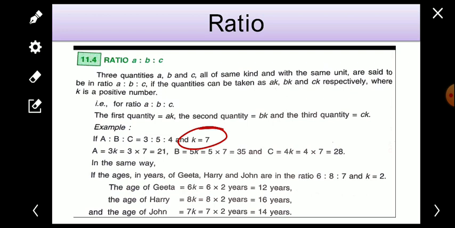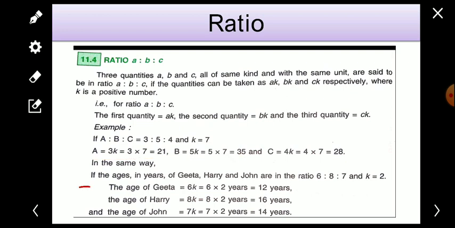Okay, then we can find the first term. A is equal to what will be? 3 into k. B is equal to what? 5 into k, like this. So like this we have got that A is equal to 3k. It means why? Because here it was 3. For B, 5 into k, for C, 4 into k. So like this A, B and C we can get.